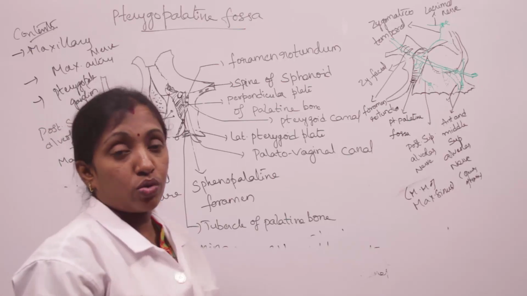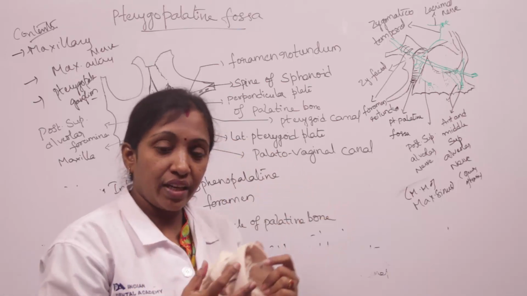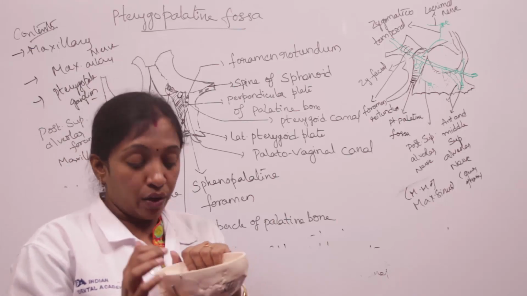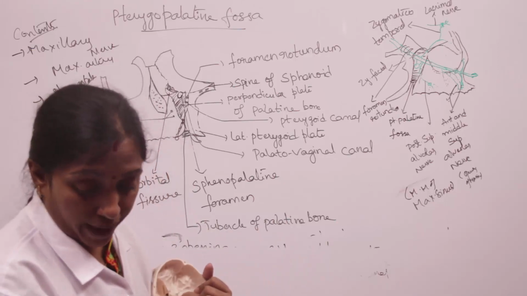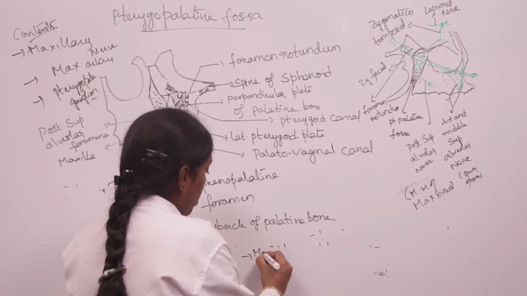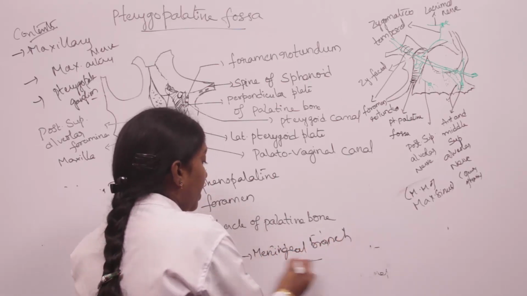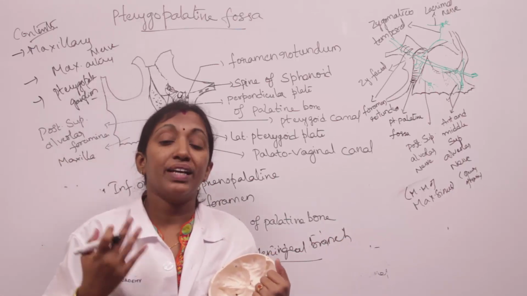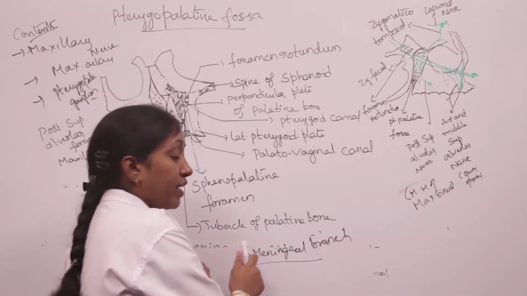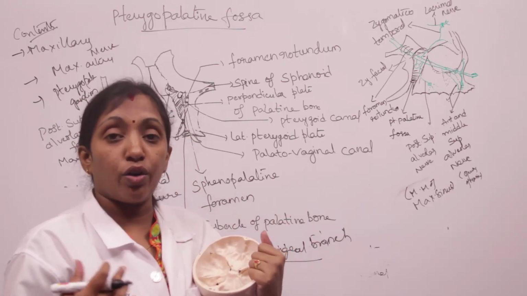So in the middle cranial fossa itself, the maxillary nerve gives one branch, that is called the meningeal branch. The name meningeal itself indicates it supplies the meninges of the brain. It supplies the dura mater of the brain. So the maxillary nerve in the middle cranial fossa gives one important branch, the meningeal branch, which supplies the dura mater of the brain.